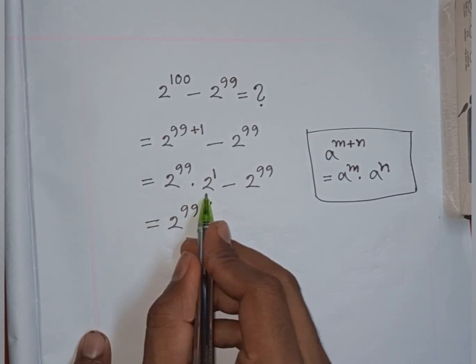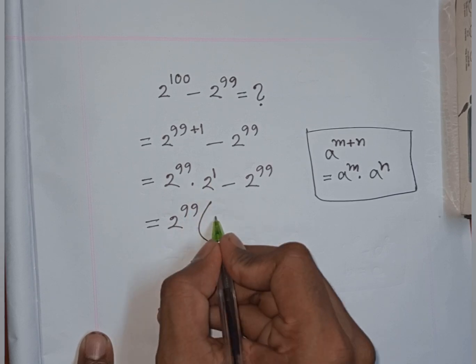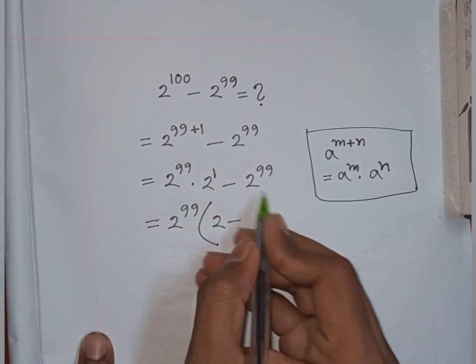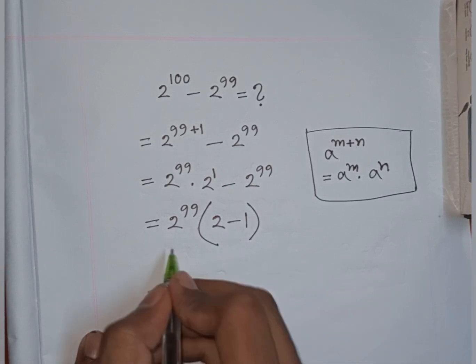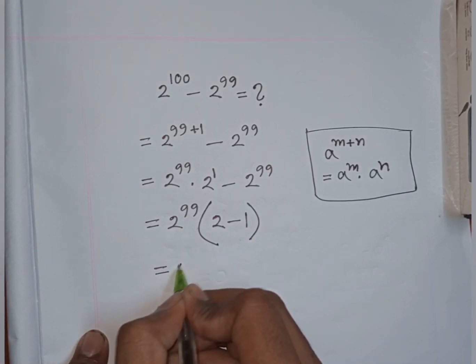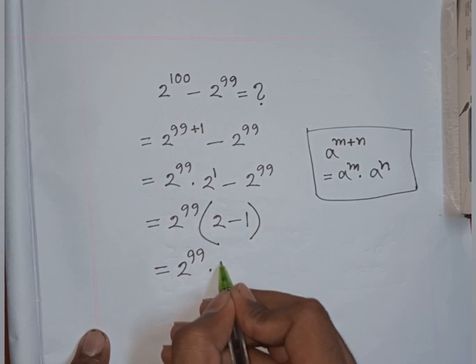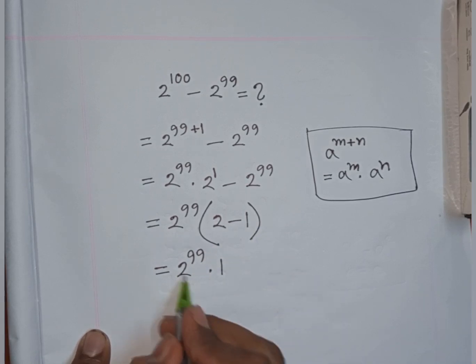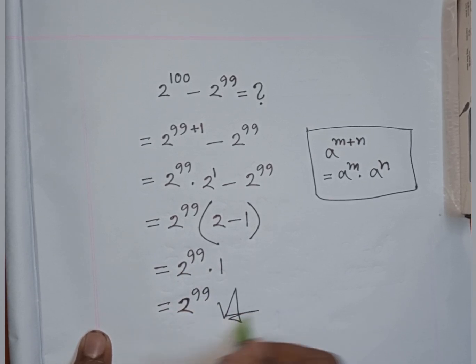So this divided by this. So this will be cancelled. So we have 2 power 1 is the same as 2, minus this divided by this, that means it will be 1. Then bracket close is equal to 2 power of 99 times 2 minus 1. That means 1. So this multiplied by this, that means it will be 2 power of 99. So 2 power of 99, this is our final answer.